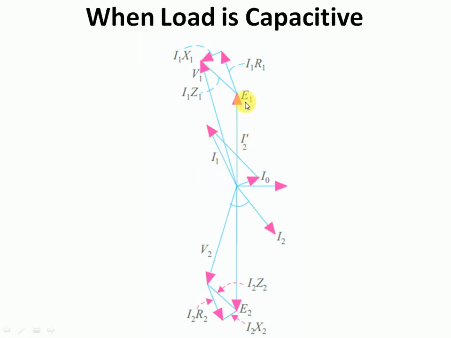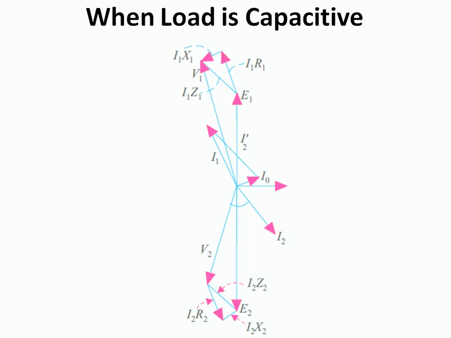As this is indicating E1, in order to get V1, you have to add I1R1 and I1X1 along with E1. So for obtaining the vector of I1R1, you have to draw a line parallel to I1 at the tip of E1. So this will be representing I1R1, and this will be representing I1X1, and this is actually I1Z1. So E1 plus I1Z1, or E1 plus I1R1 plus I1X1, will be giving you the value of V1. So this is how we can obtain the vector diagram of transformer under capacitive load.